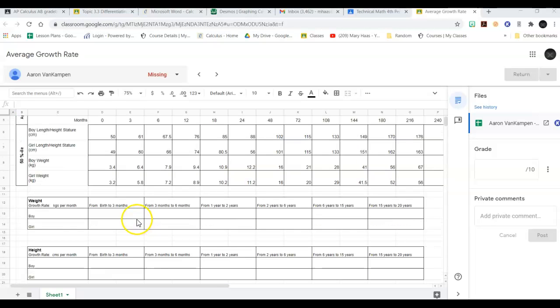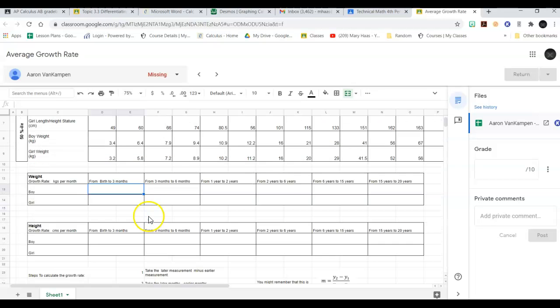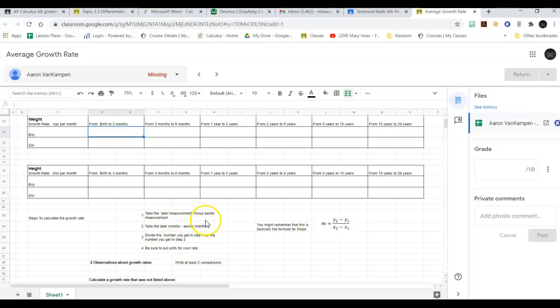So down here below, here's what you need to be filling in. These are the average rates. So what you need to do here, for example, on this cell right here, is figure out what's the boy's average growth rate in kilograms per month. Okay, so what you do, and all these steps, by the way, are told right down here. Steps 1, 2, 3, and 4.